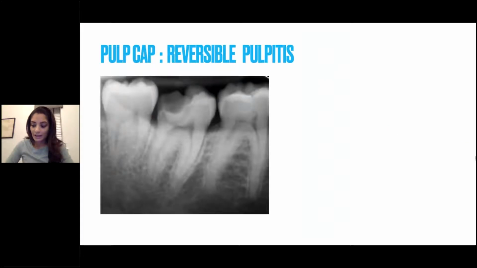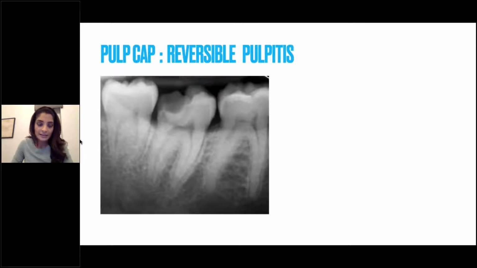So if we consider this case, this patient presented to me with symptoms of reversible pulpitis. You can see here the caries distally is very close to the pulp. It's a little bit subgingival as well. And we can see that the pulp horn has actually retreated away. So there's some sort of healing going on here in the pulp, retreating away from the caries. And there's no obvious periapical lesion.